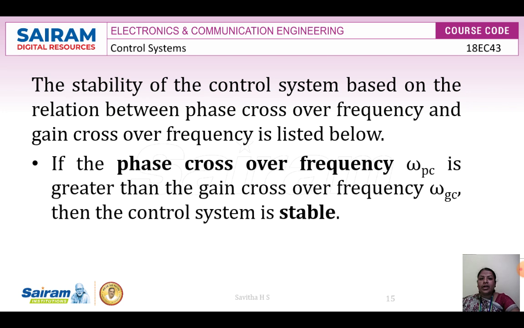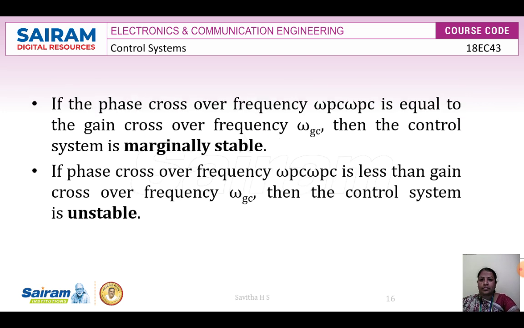The stability of the control system is based on the relation between the phase crossover frequency and the gain crossover frequency. If the phase crossover frequency omega pc is greater than the gain crossover frequency omega gc, then the control system is stable. If omega pc is equal to omega gc, then the control system is marginally stable. If omega pc is less than omega gc, then the control system is unstable.